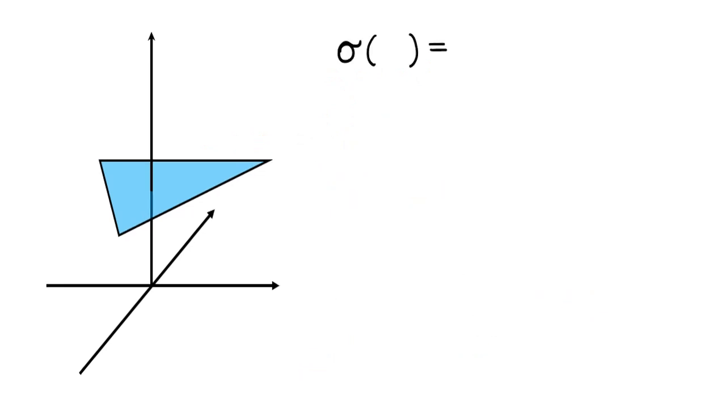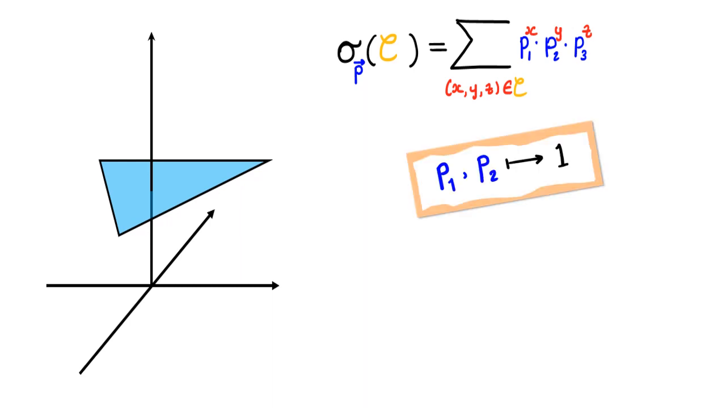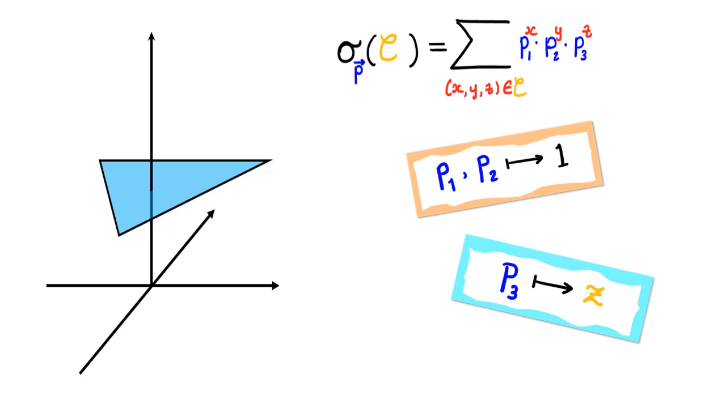At this point, we have to look for a substitution in place of p1, p2, and p3 so that we can collect the terms representing the points of the same dilated triangle. How can we do that? Simple. Just let p1 and p2 be 1 and p3 be z. Well, since each dilated triangle n times t lies in the plane z equal to n, this substitution will change all points in n times t into z to the power of n.